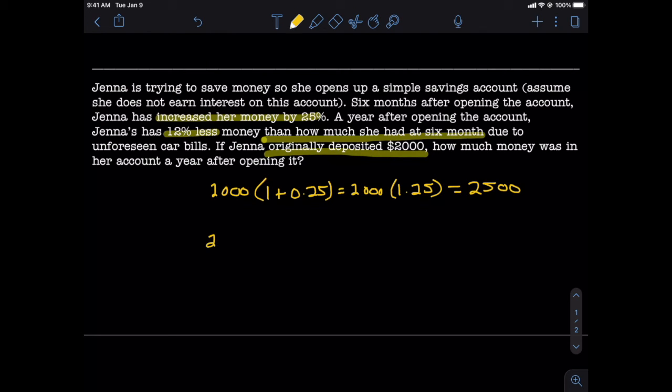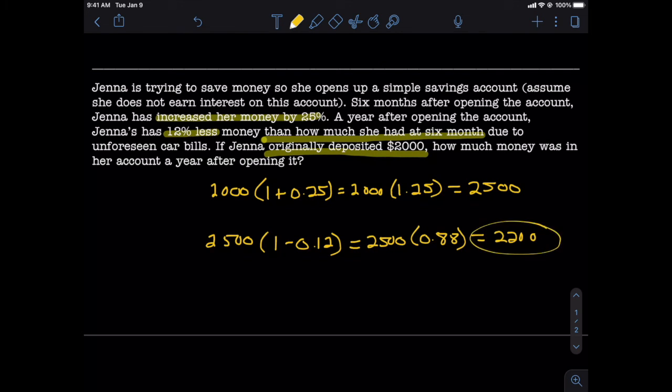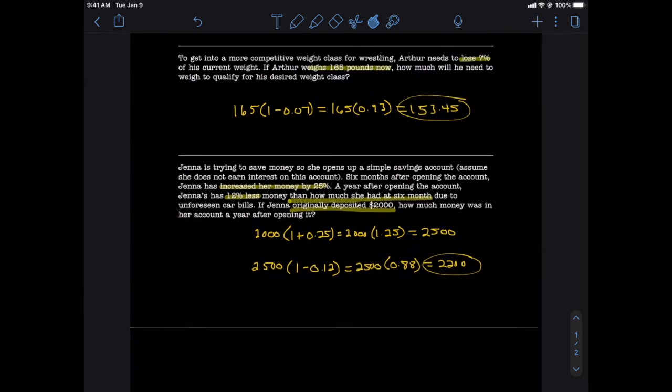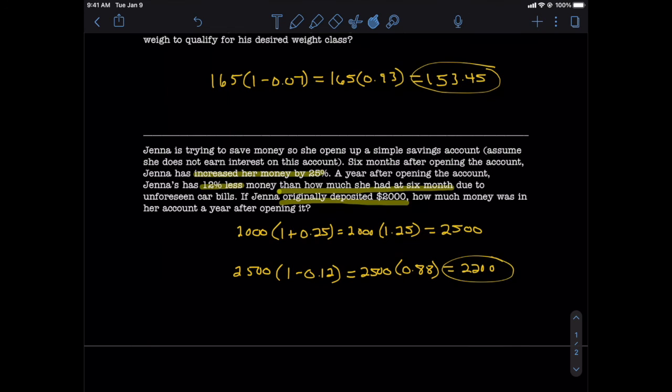So we put down 2,500 times 1 minus the decimal equivalent of 12%, which is 0.12. We do the minusing inside the parentheses, and this is going to give us 2,500 times 0.88, which will lead us to a final answer of 2,200. So altogether in the year, Jenna was only able to save $200. Oh boy, I feel your pain, Jenna.